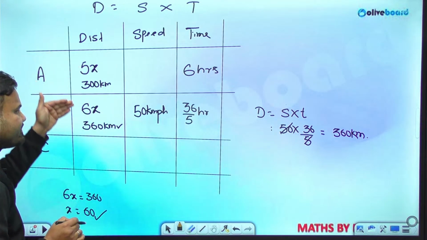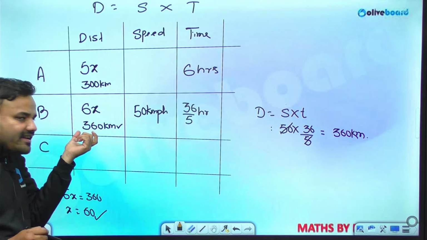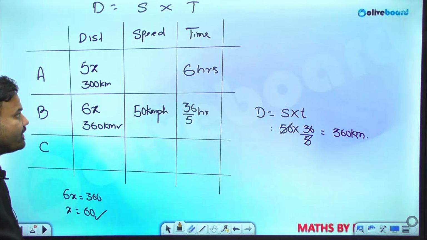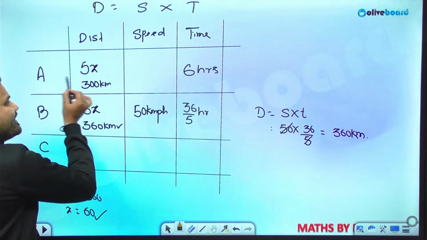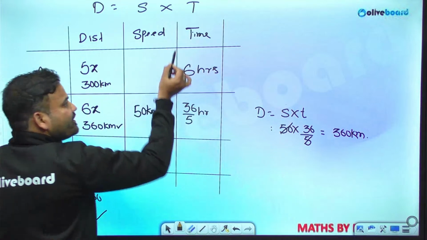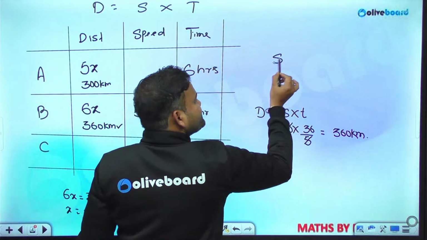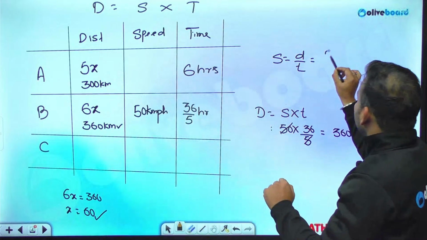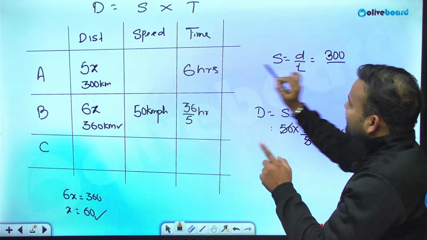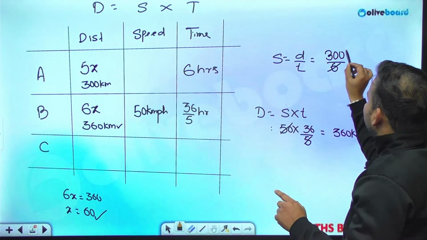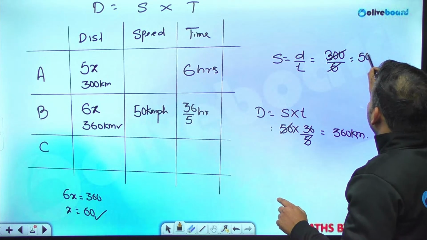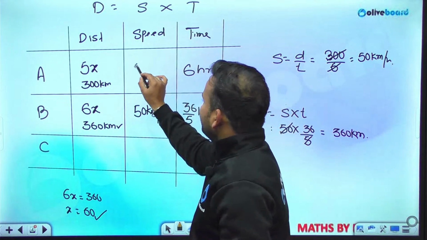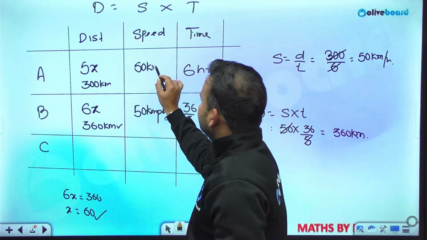This was 5x and 6x. 6x is 360, that means x will be 60, and that means 5x will be 300. We have the distance of car A as 300, and the tenure is 6. Speed is distance upon time. On traveling a distance of 300 km, car A is taking a duration of 6 hours. That means he is moving at a speed of 50 km per hour. Even his speed is 50 km per hour.